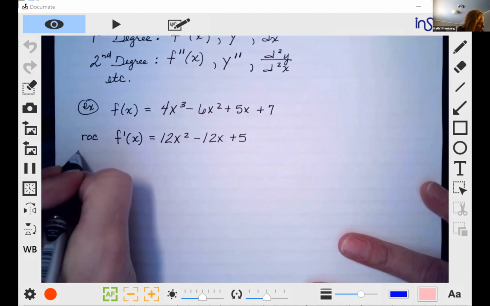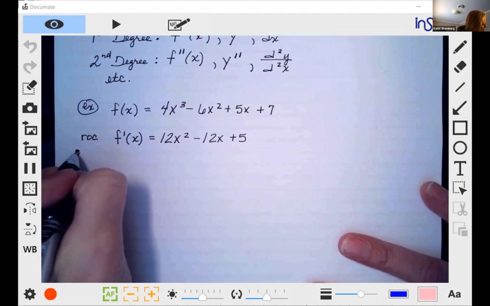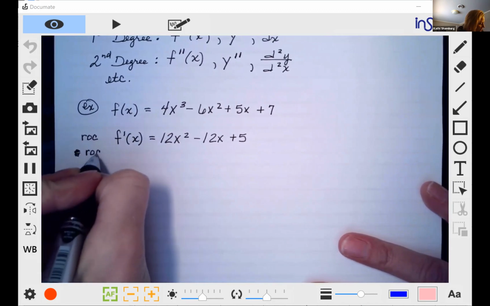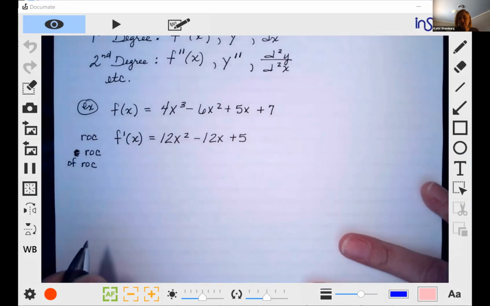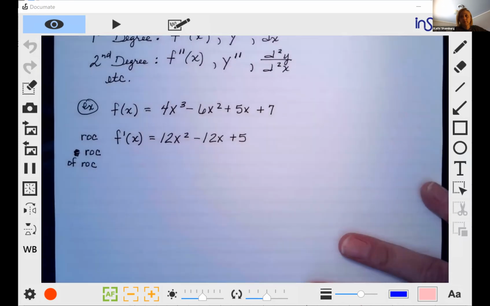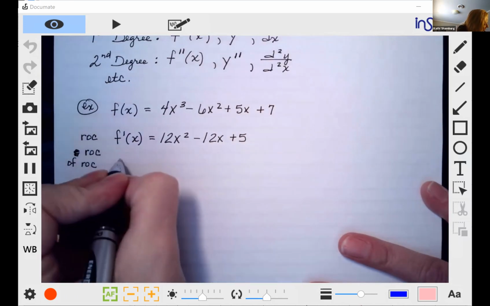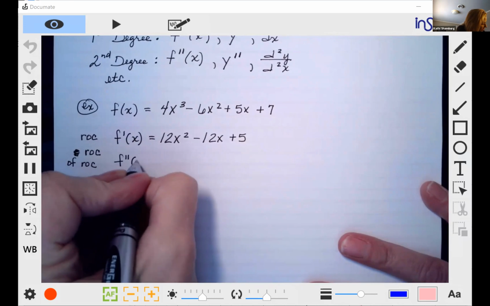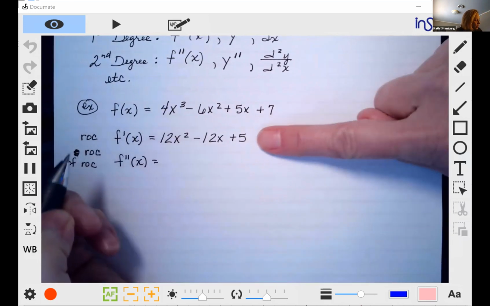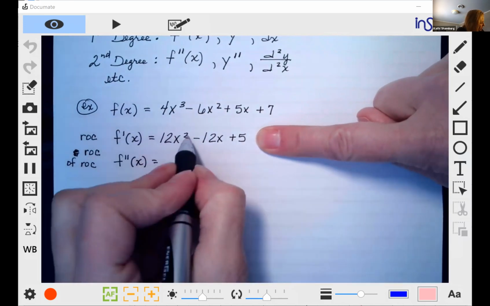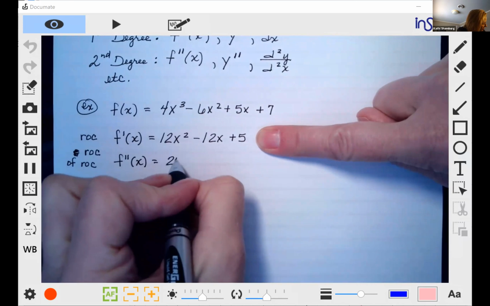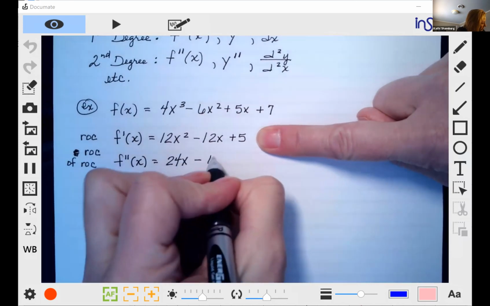Then the second one would be the rate of change of the rate of change, which seems like a mouthful. So, sorry, I'm trying to mess with my light. So basically that's just saying the second degree or the second derivative. So we're going to take the derivative of the first derivative. So 2 times 12, so we get 24x minus 12.